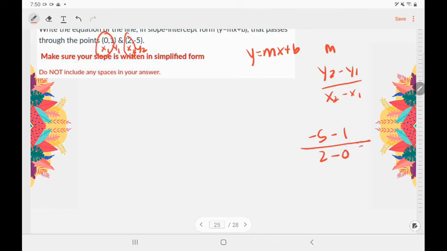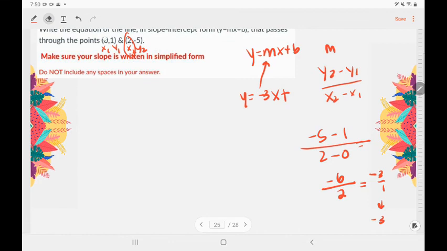So here we go. Negative 5 minus 1 gives me negative 6 over 2. Now does this simplify? Yes, they can both be divided by 2. So negative 3 over 1, or it just simplifies to negative 3. So I go up to my equation. I'm going to replace m. Well, y equals negative 3x plus, what is my y-intercept?